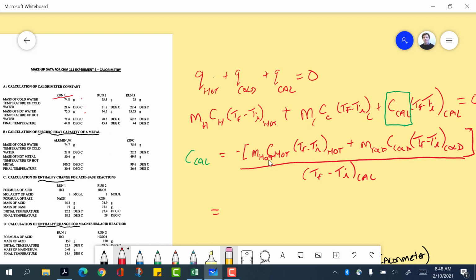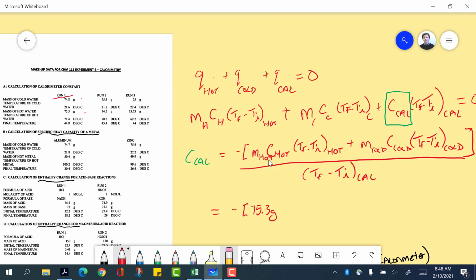So the temperature of the cold water is going to be the same as the initial temperature of the calorimeter. All right? And so if we put in the information that they give us, the way we would find the calorimeter constant for run number 1 is it would look like this. We've got the mass of the hot water right there is 75.3 grams. And the specific heat of the hot water. Okay, the specific heat of water is going to be the same. So the specific heat of hot and the specific heat of cold water is what, 4.184.